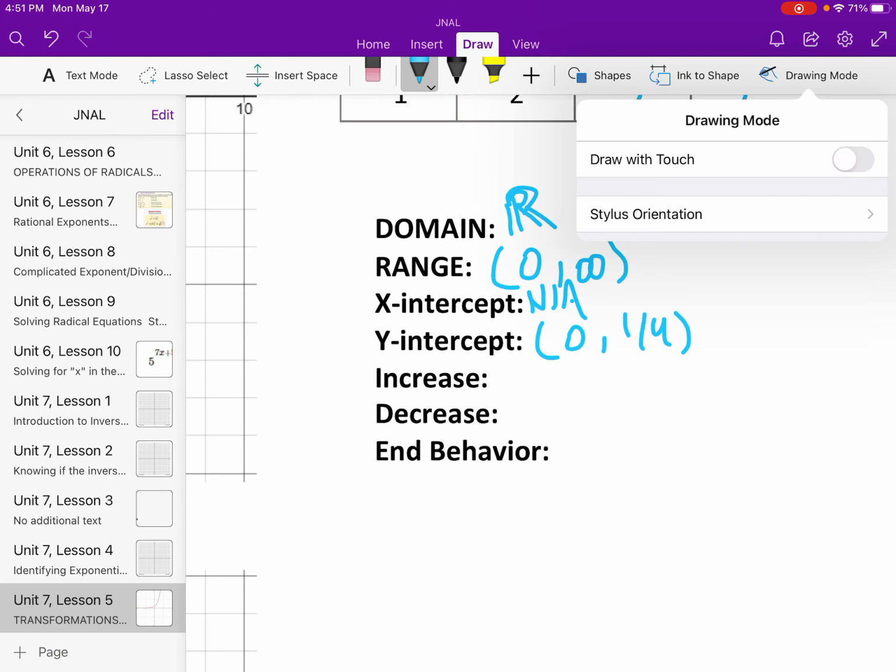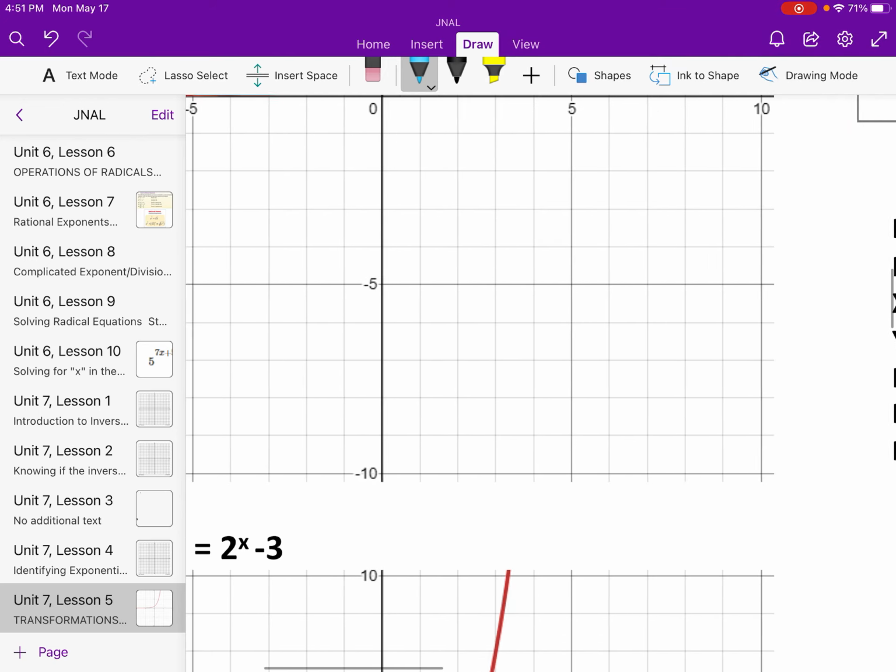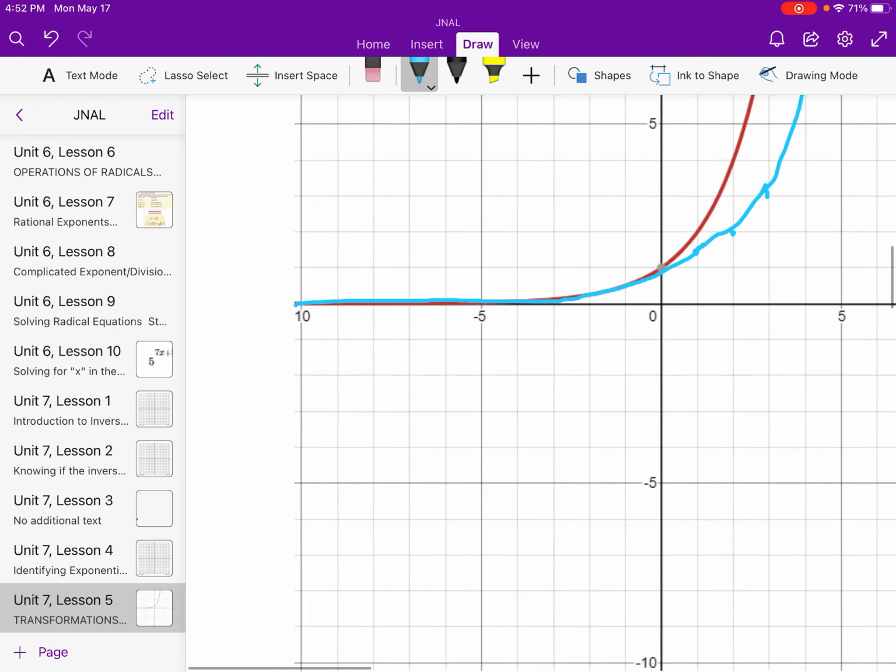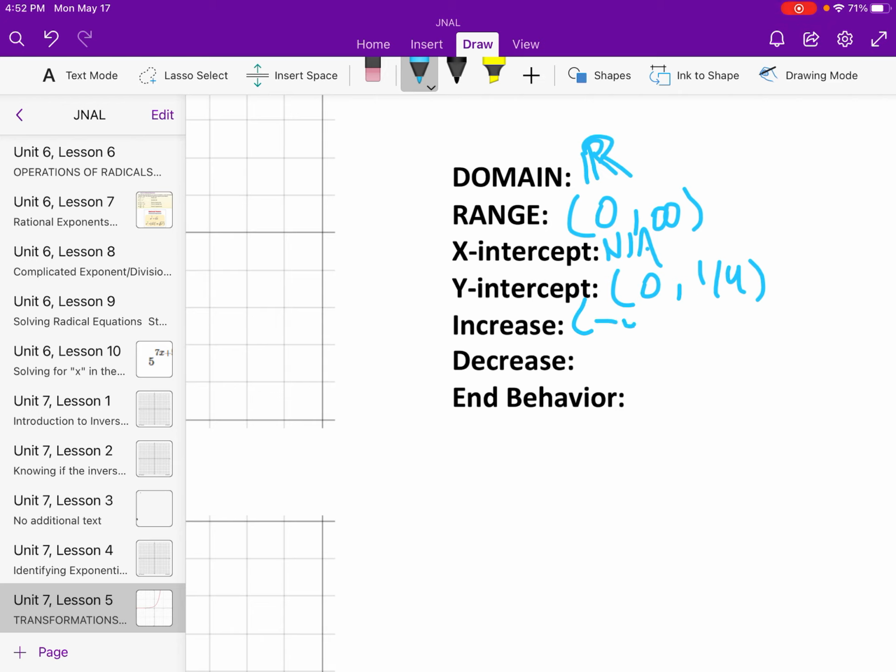Where is it increasing or decreasing? It has to be one or the other with exponential functions. It's increasing, so we need to say increasing from negative infinity, because this is always in terms of x, to positive infinity, and it doesn't decrease.